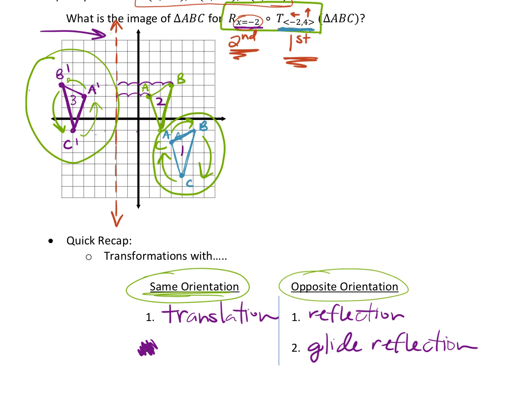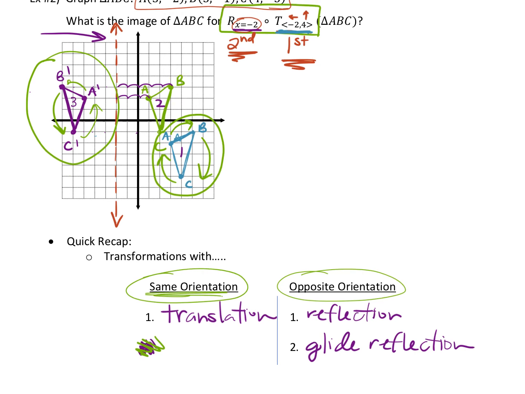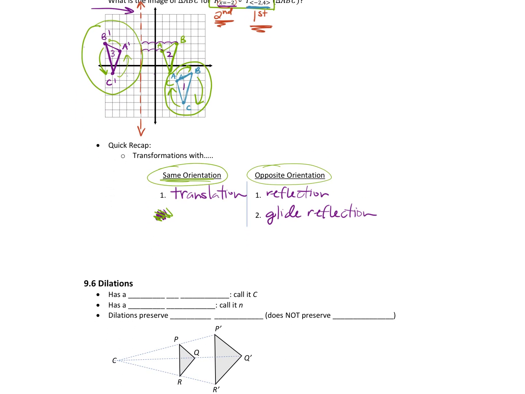What's the number 2 for? Number 2, we didn't do rotations. That should have been a rotation, but we're not doing rotations, so you can just ditch it. All right, we have one more thing, dilations.